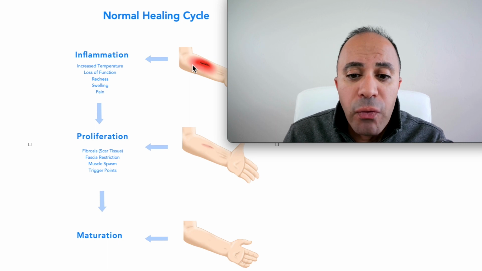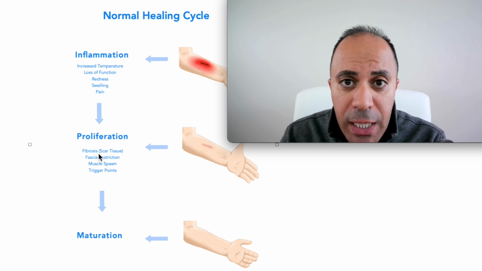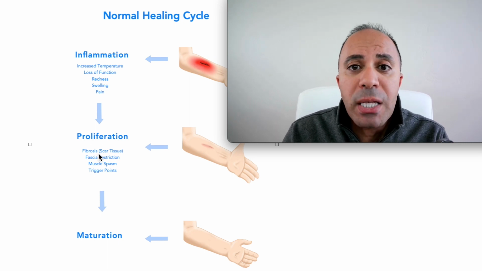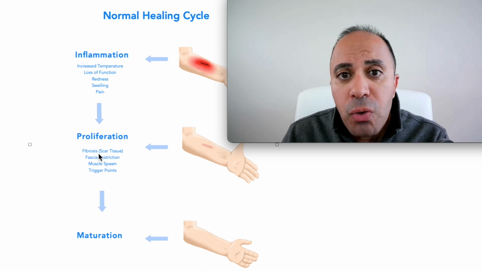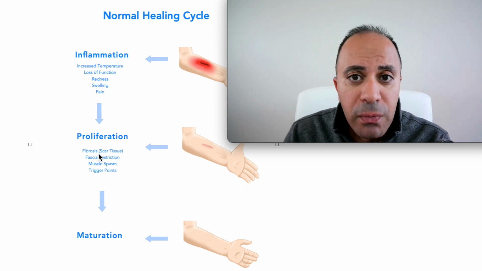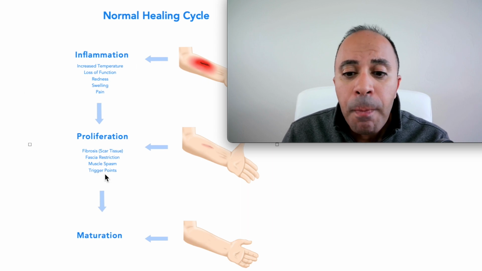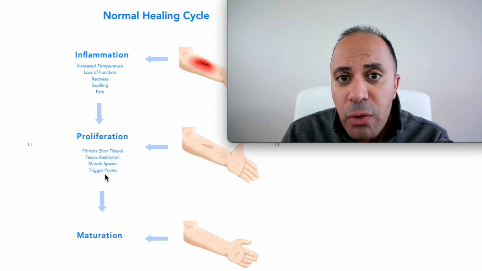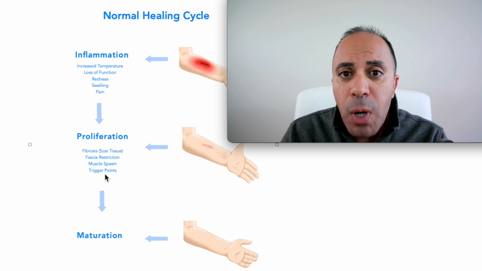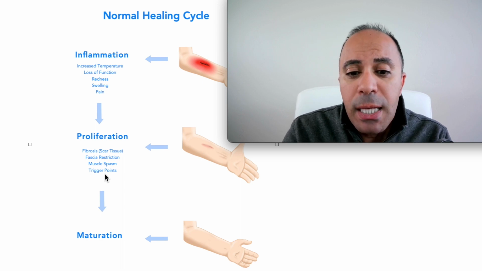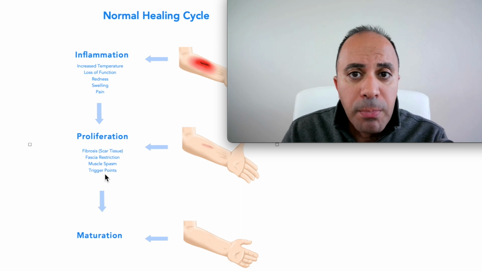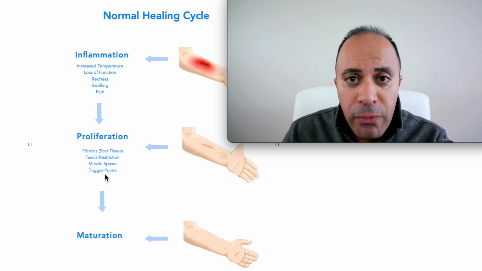The second stage of healing is called the proliferation stage. That's when your body starts to build scar tissue. During this stage, there's a cascade of events: fascia restrictions, muscle spasm, trigger points. I'm just going to focus on the scar tissue for the sake of time, but the same process happens internally that causes restriction because of the proliferation cascade of events.